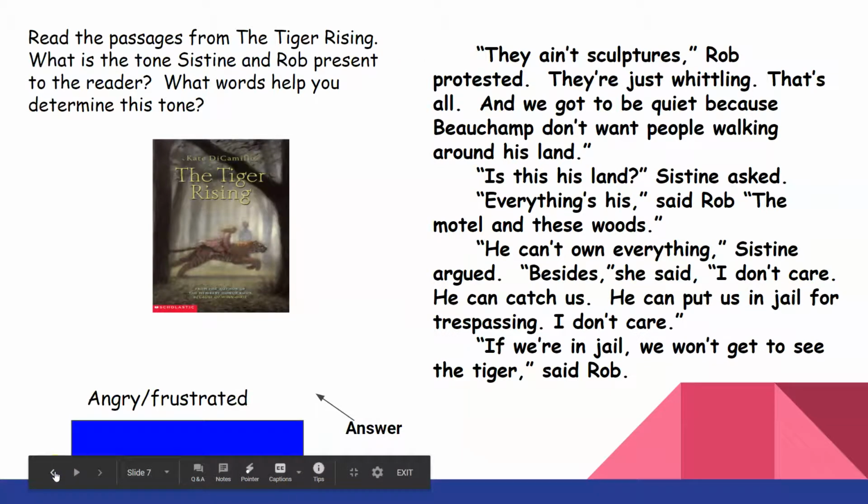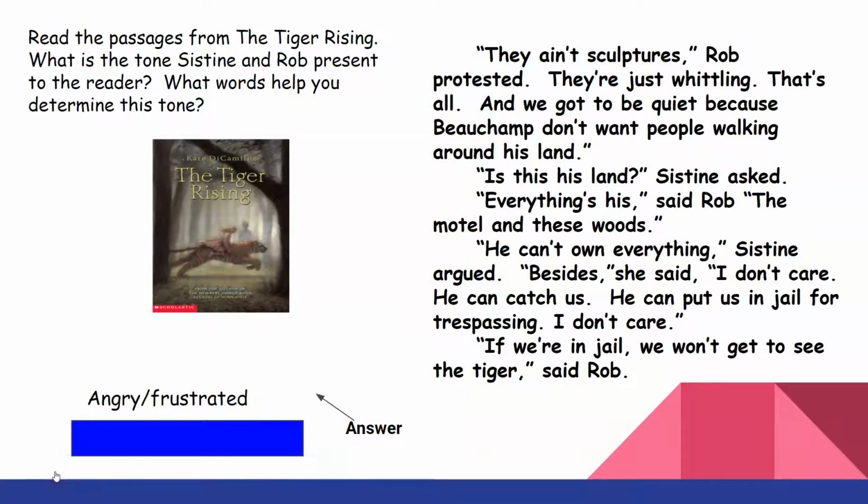So we're going to read this passage from Tiger Rising, and I want you to think about the tone that Sistine and Rob present to the reader. I'm going to show you what my thoughts are as I'm working through this, and what words help me to determine this tone. It might help you as well.